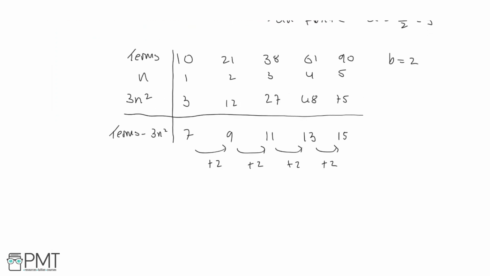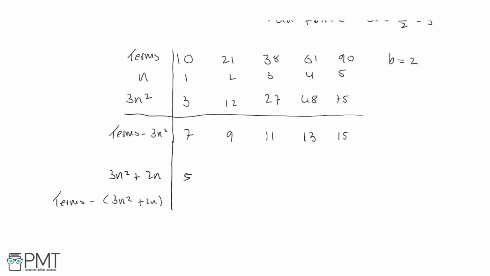Now we're going to find c. We're going to do terms minus 3n squared plus 2n. I'm actually just going to move it slightly this way to give a bit more writing space. There we go. So we have 3n squared plus 2n. In this case, it is going to be 5. I'm just going to rub out this plus 2 on each part to give us some space to write. So it's 5 here.